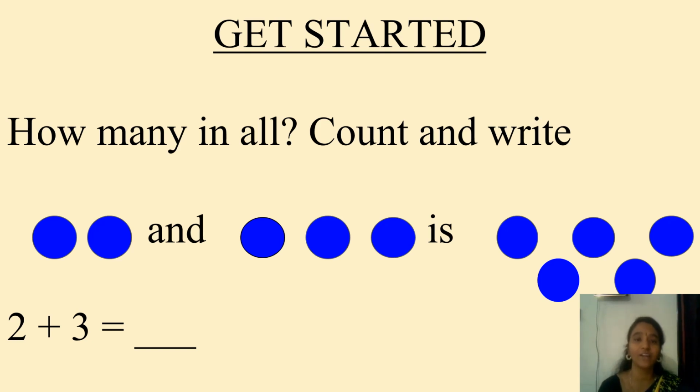Before that, the two dots, 1 and 2. To this 2 we should add the 3 more dots. After 2 what will come? 3, 4 and 5. Now totally how many blue dots are there in the picture? 1, 2, 3, 4 and 5. So 2 and 3 is how much? 5.